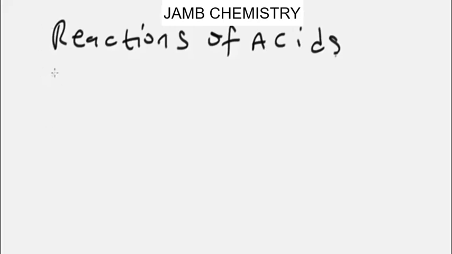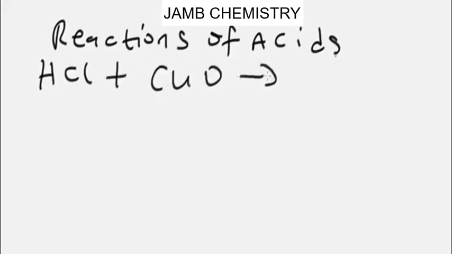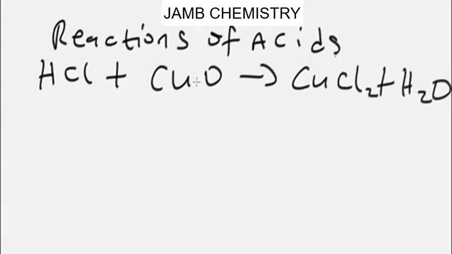Now let's look at a typical example. Let's say that hydrochloric acid is reacting with copper oxide. So this reaction will produce copper chloride plus water. Okay, so this will be the output. Now we need to balance this chemical equation. So we have two atoms of chlorine at the right, so we're going to put a two here. So we now have two atoms of chlorine at the left.